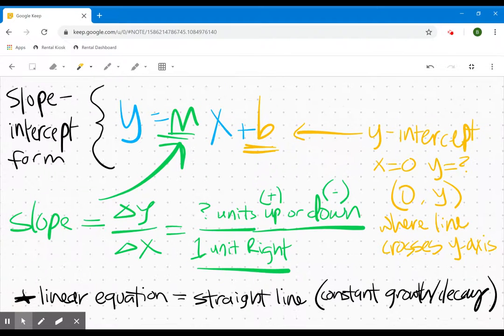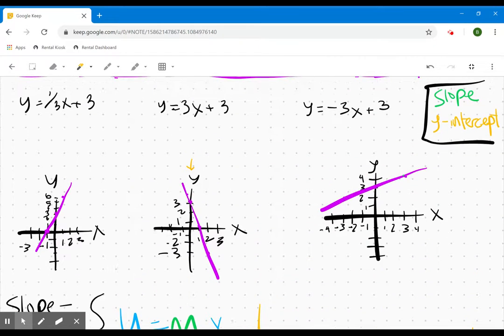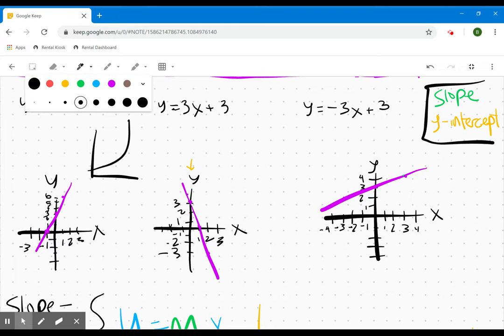Now again, this is a linear equation, so it will look like a straight line. It'll have constant growth or decay. So if one of our graphs had a line going like this, none of them will match it, right? Because that's a curved line, an exponential line, not a linear line.